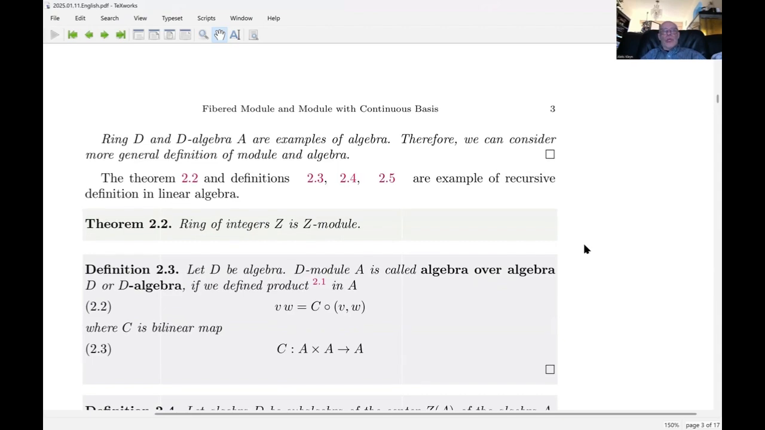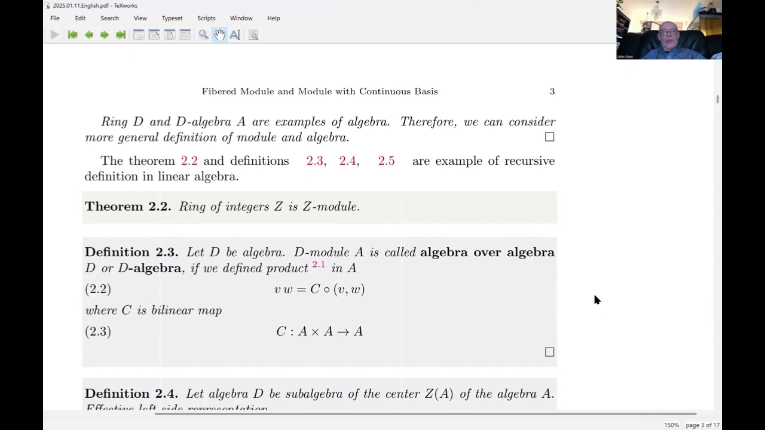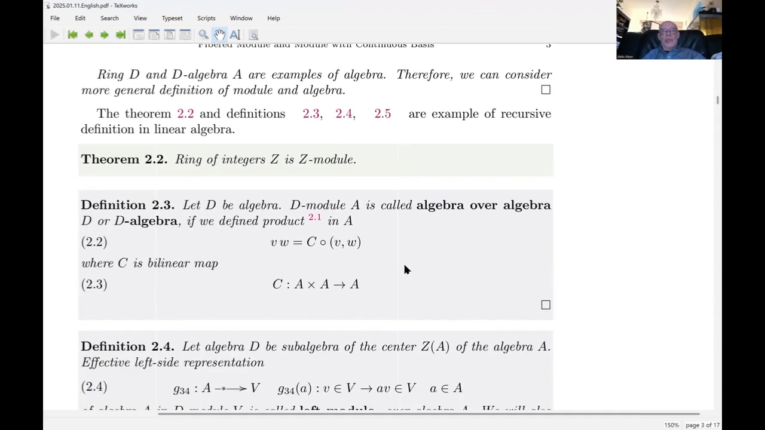The following theorem and definitions are examples of recursive definition in linear algebra. We start from theorem 2.2. Ring of integers Z is Z model. First definition. Let Z be algebra. The model A is called algebra over algebra D or the algebra if we define product 2.2 where C is bilinear map 2.3.